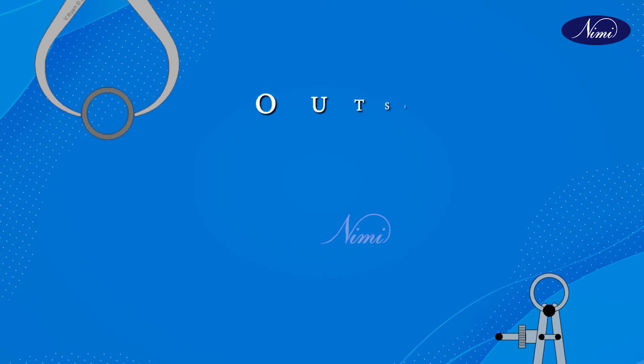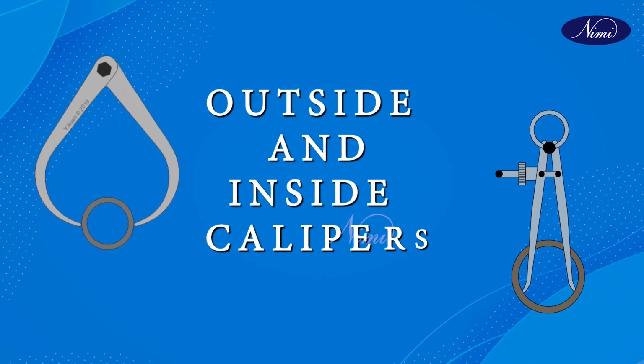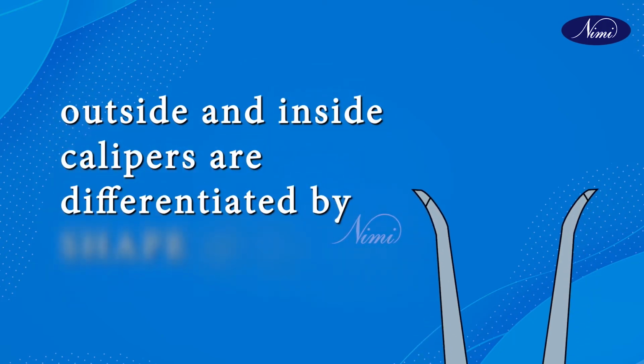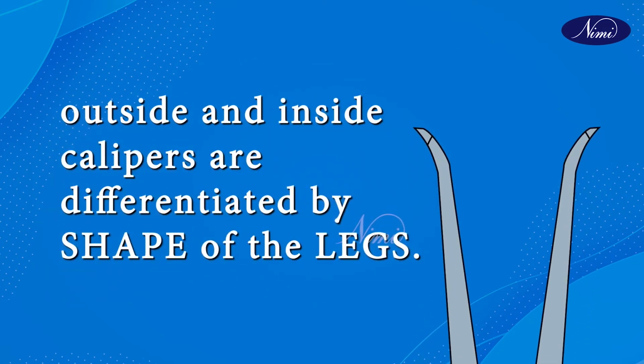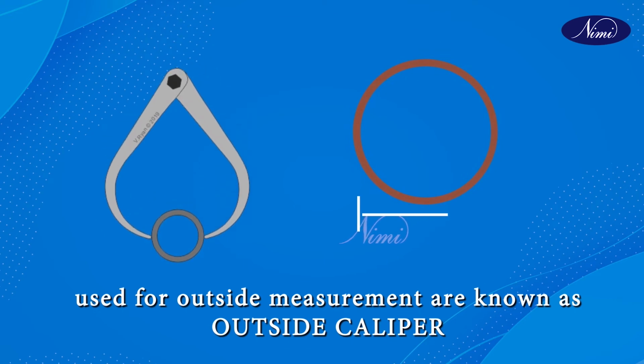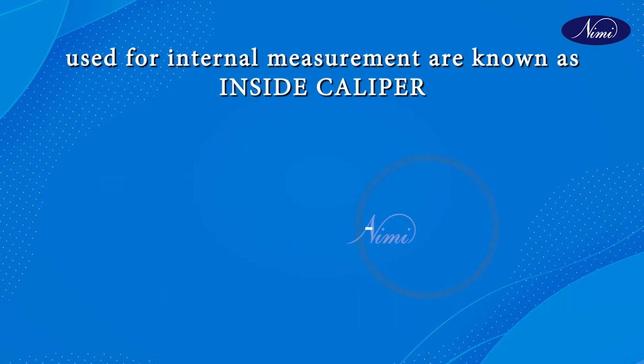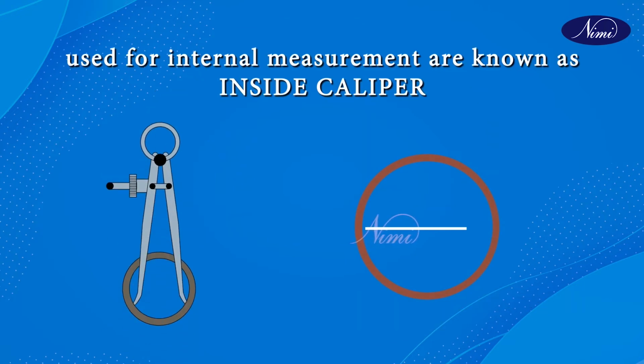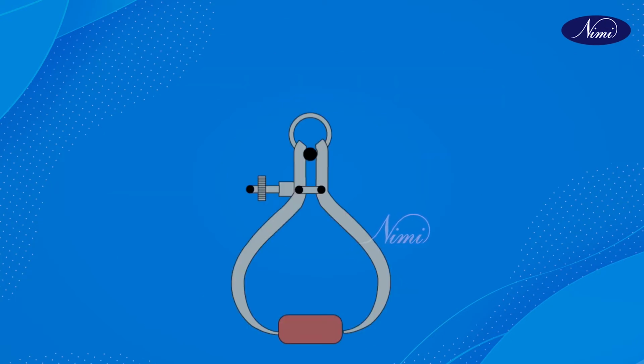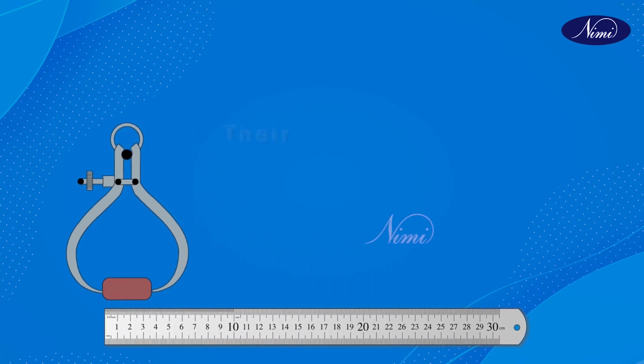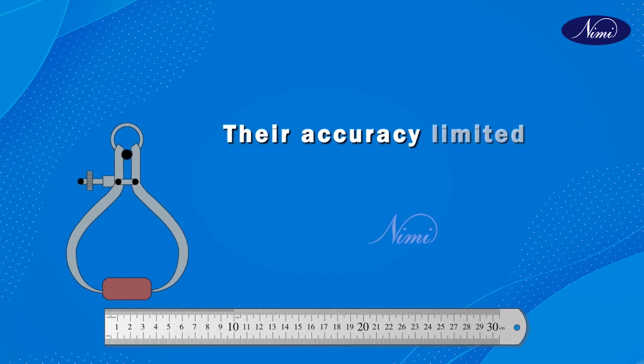Next, we will see the outside and inside calipers. Outside and inside calipers are differentiated by the shape of legs. Calipers used for outside measurements are known as outside calipers. The calipers used for internal measurements are known as inside calipers. Calipers are used along with steel rules and the accuracy is limited to 0.5 mm.